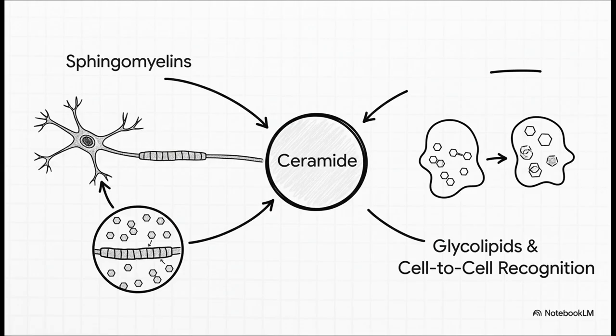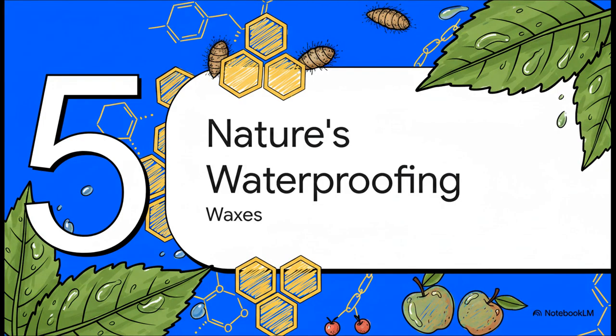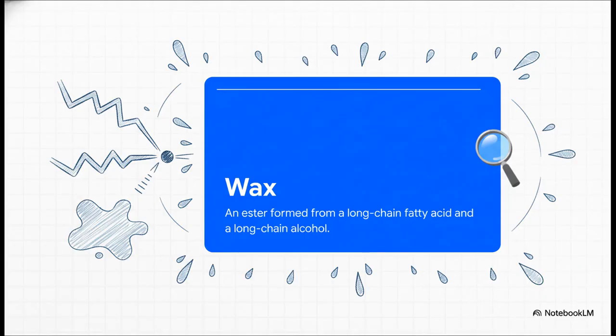All right, for our final category, we're going to zoom out from the tiny world of cell membranes to something we can actually see and touch. Let's talk about nature's perfect sealant, waxes. Chemically speaking, waxes are pretty simple. They're just an ester that's formed by linking a long-chain fatty acid to a long-chain alcohol. What you get is this really big, extremely non-polar molecule, which makes it absolutely fantastic at repelling water.